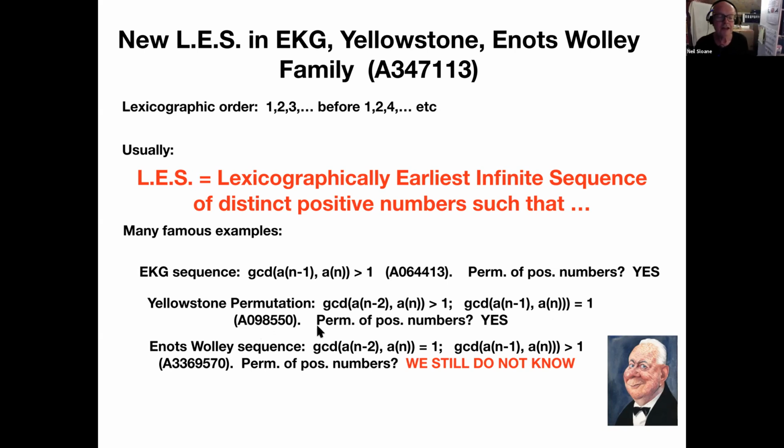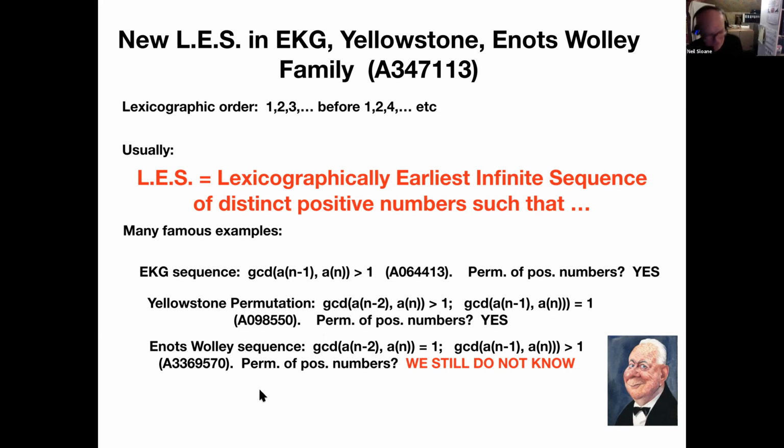A98550, and that erupts every so often. You get a big spike. That's why it's called the Yellowstone permutation. There's a geyser that appears, and again, you can prove that every number appears. It's a permutation of the positive integers. Yes. The Enots Wolley sequence.